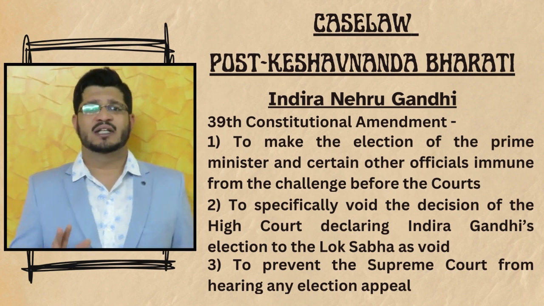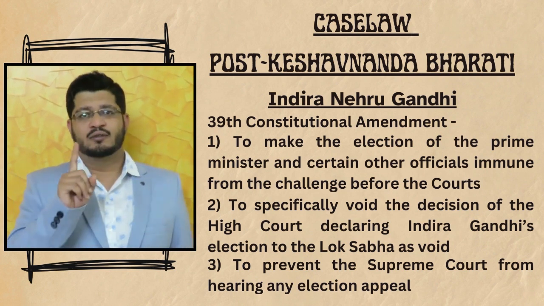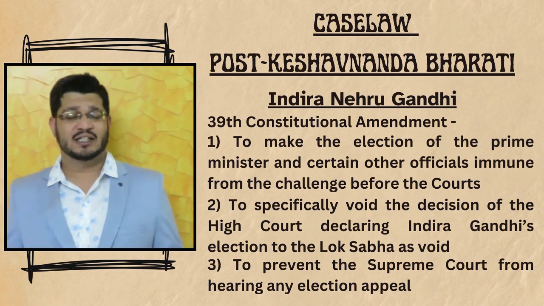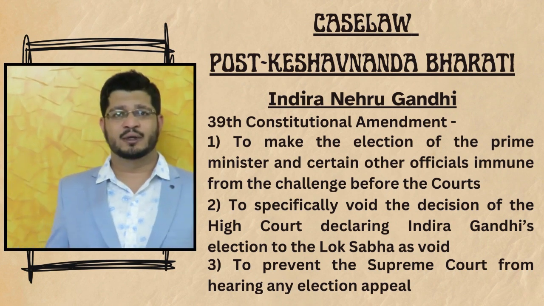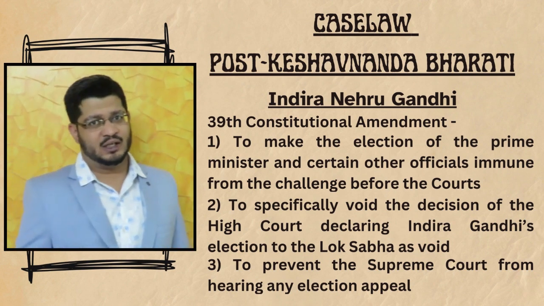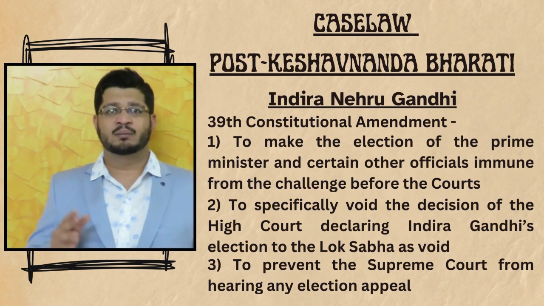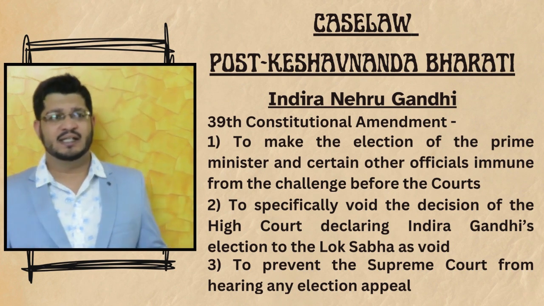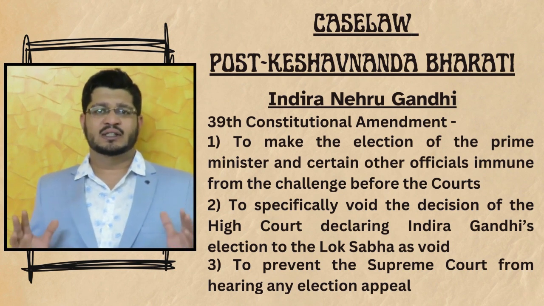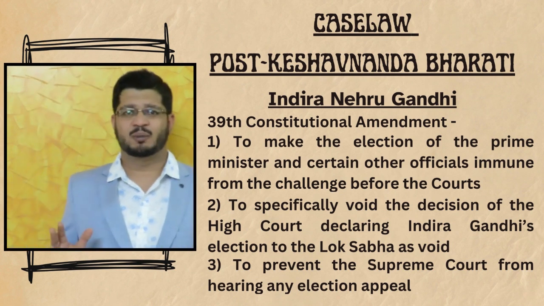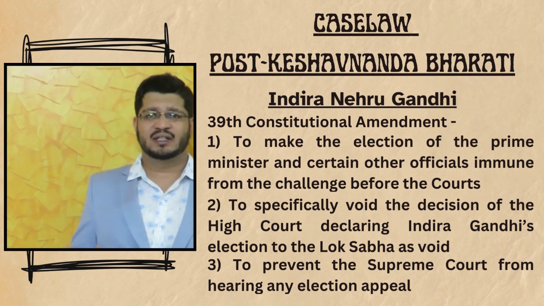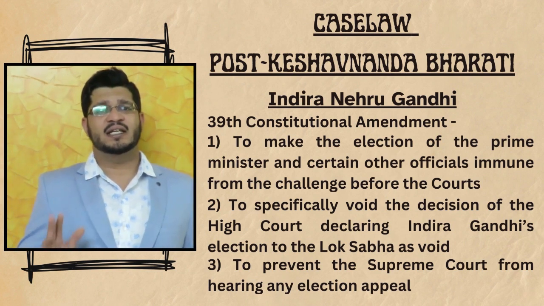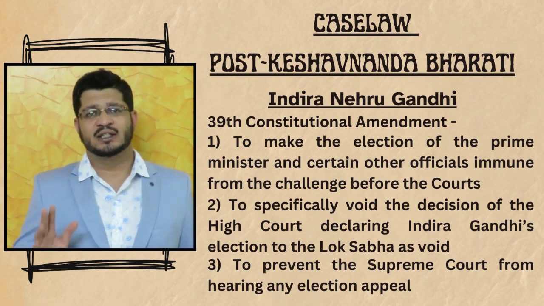The 39th Constitutional Amendment sought to do three things. First of all, it sought to exclude the election of the Prime Minister of India and certain other officials from judicial review. That is, the election of the Prime Minister of India and certain other officials was made immune from judicial review. Number 2, the said amendment specifically voided the High Court decision which rendered the election of Indira Gandhi as Prime Minister as void. And number 3, the Supreme Court was henceforth prevented from hearing any appeal whatsoever related to election issues.